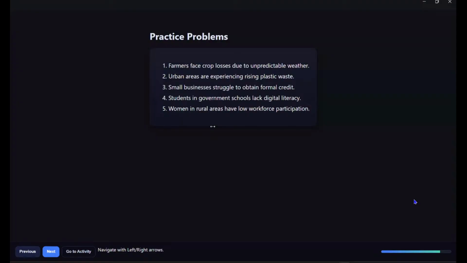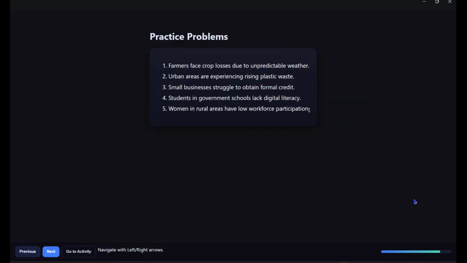We can ask why. Because there are not many facilities, digital facilities and all this, at that time, in the government schools. Why? Investments. Why? So we can go on with an endless loop of whys until we get a root cause. Women in rural areas have low workforce participation. Why? So these are all different problems that we can solve.